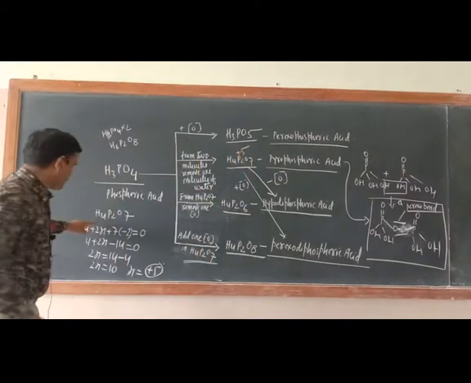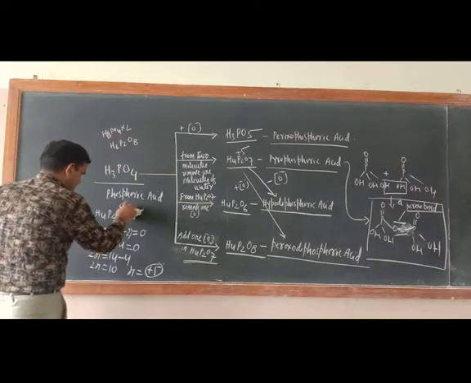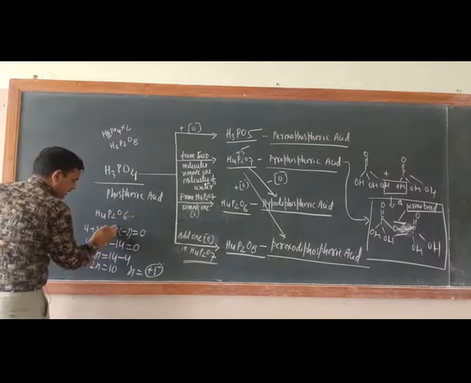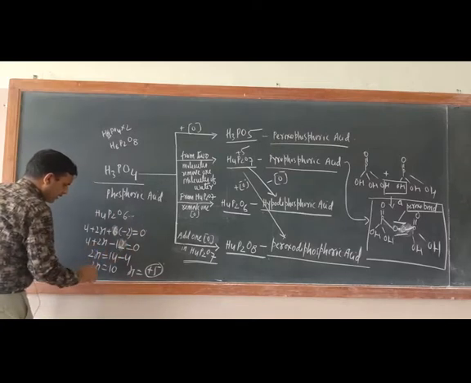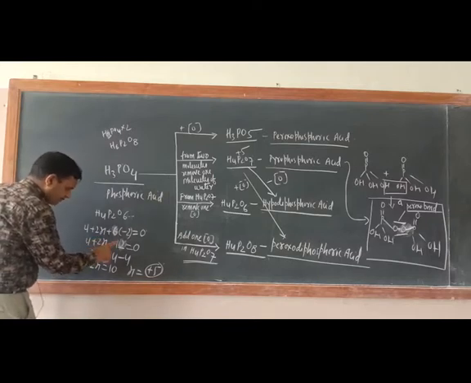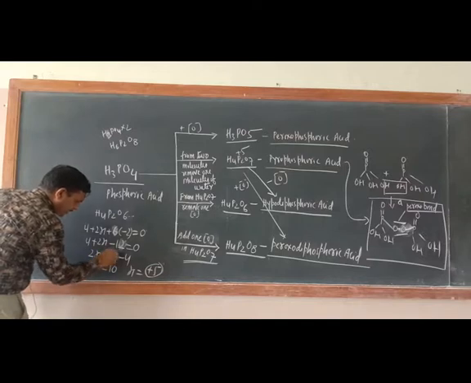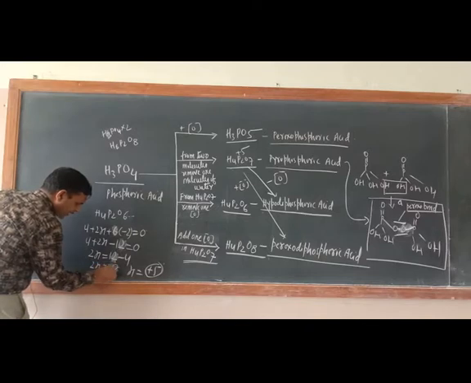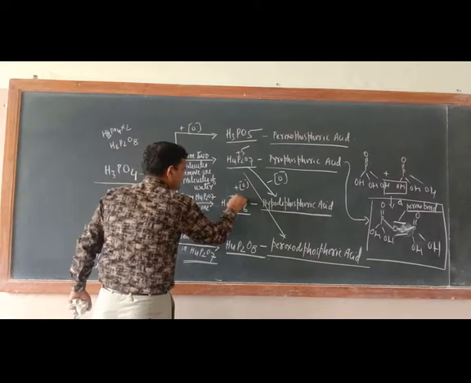Now what about the next one? The next one is H4P2O6. Here 6 oxygen, so 12 for oxygen, and 4 for hydrogen. Now 4 plus 2x minus 12 equal to 0. So 2x equal to 12 minus 4, which means 2x equal to 8. So x equal to plus 4. So here the oxidation state is plus 4.